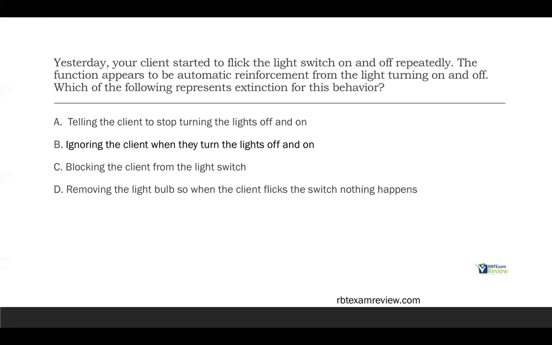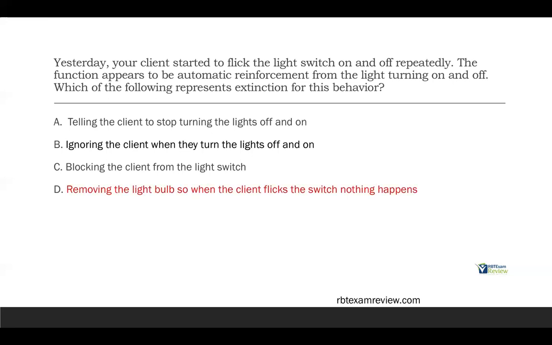D, removing the light bulb so when the client flicks the switch, nothing happens. Yes, right? What is reinforcing? The light bulb, right? Seeing it turn off and on. If we remove that light bulb, okay, what happens to the reinforcement when they turn the light off and on? It's not there, okay? It goes away. So this represents extinction the best, okay?